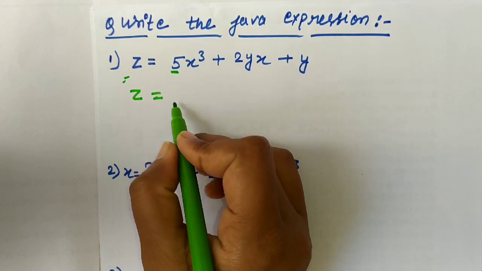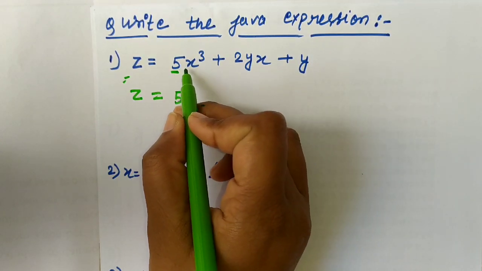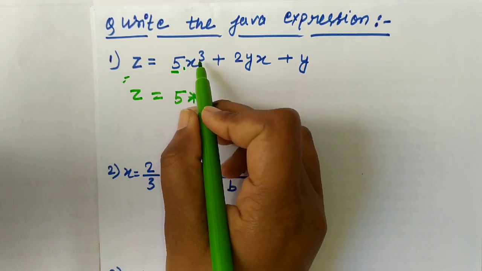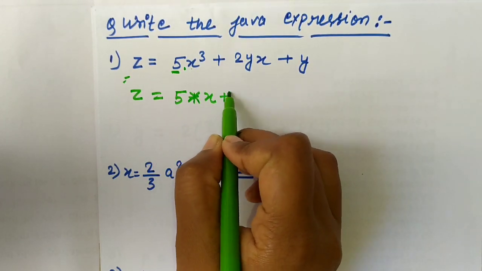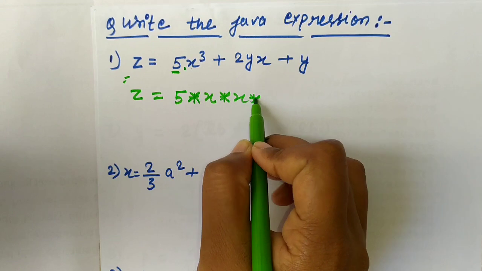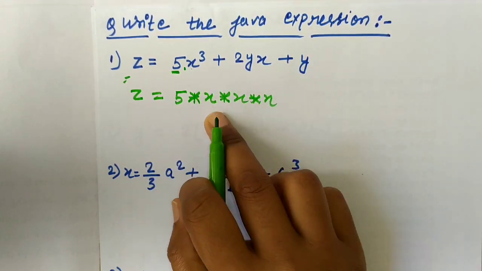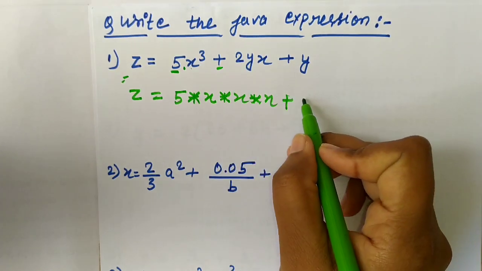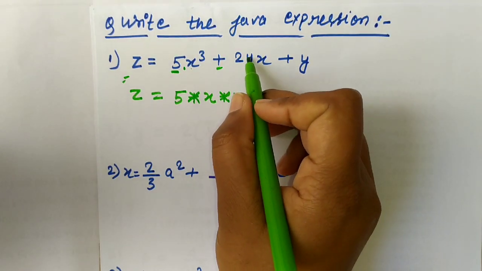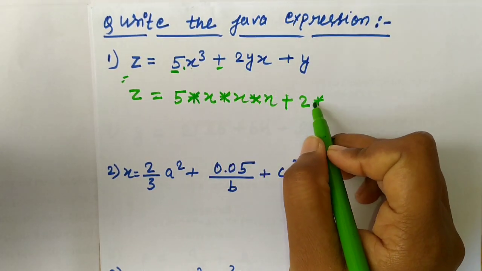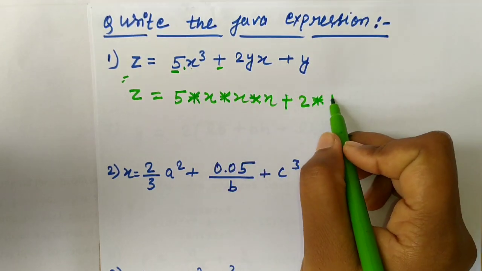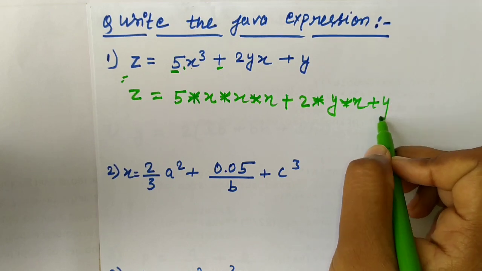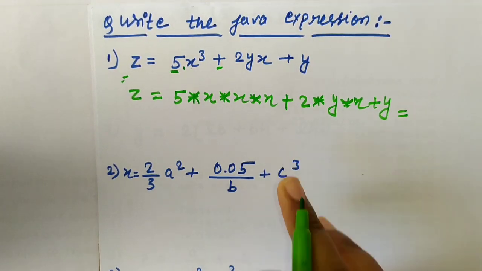So this is 5, so we write 5. After 5 there is a multiplication sign, so we write * x cube. x cube means x into x into x, x three times. After that plus 2. After 2 there is a multiplication sign, so we put multiply, then y, again multiply, then (x + y). This is the Java expression.